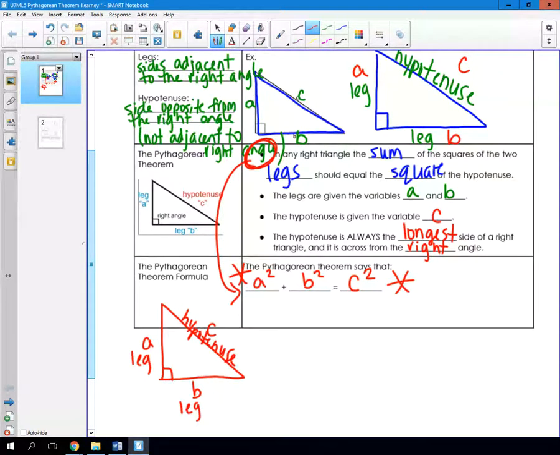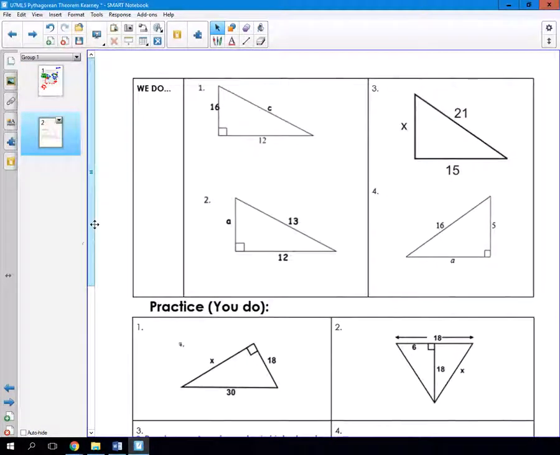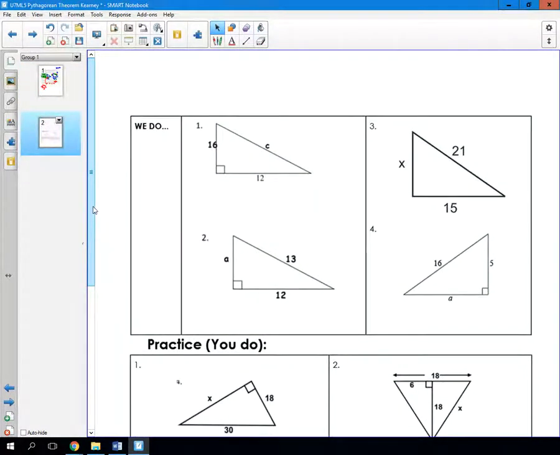Let's actually see this in action. If you look over on the right side, we'll try one together. First of all, do you see a right triangle? Let's look at number one. Yes, it's a right triangle. It's got that right angle.